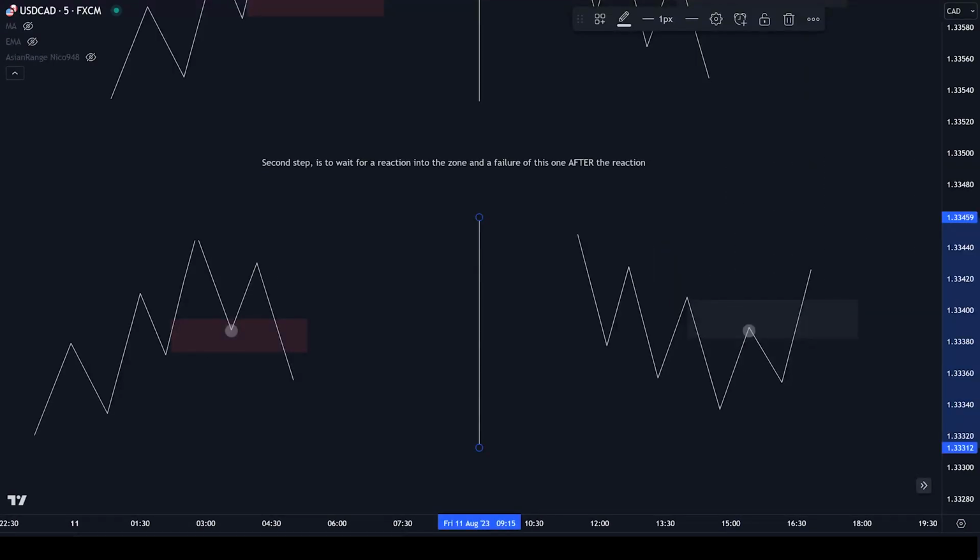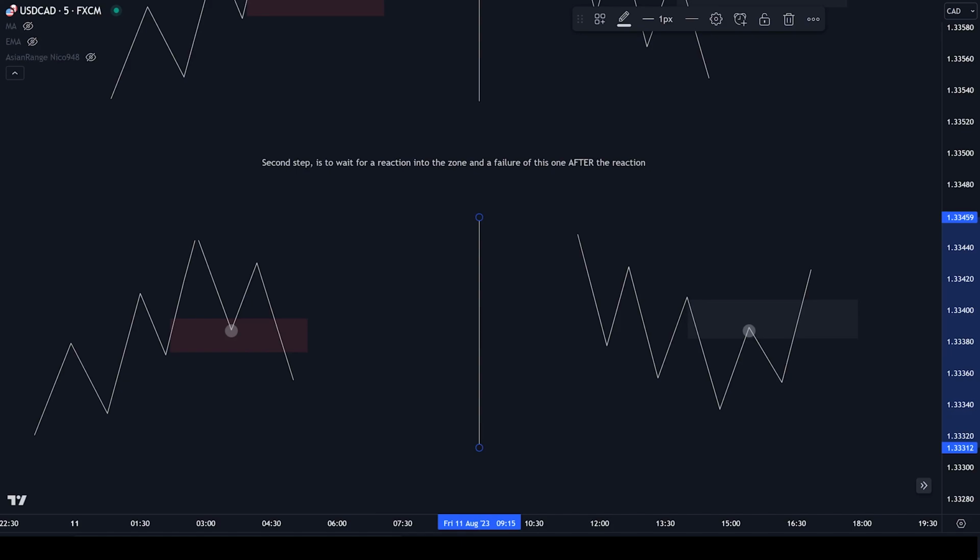The second step is to wait for a reaction into the zone and a failure of this one after the reaction. It is really important to get a reaction from the zone in order to validate it, because if you saw the previous video, a supply or demand zone is a zone where a lot of liquidity is seated, and that's why those zones are powerful. If price just breaks through them without any rejection, that means this is not a valid zone.